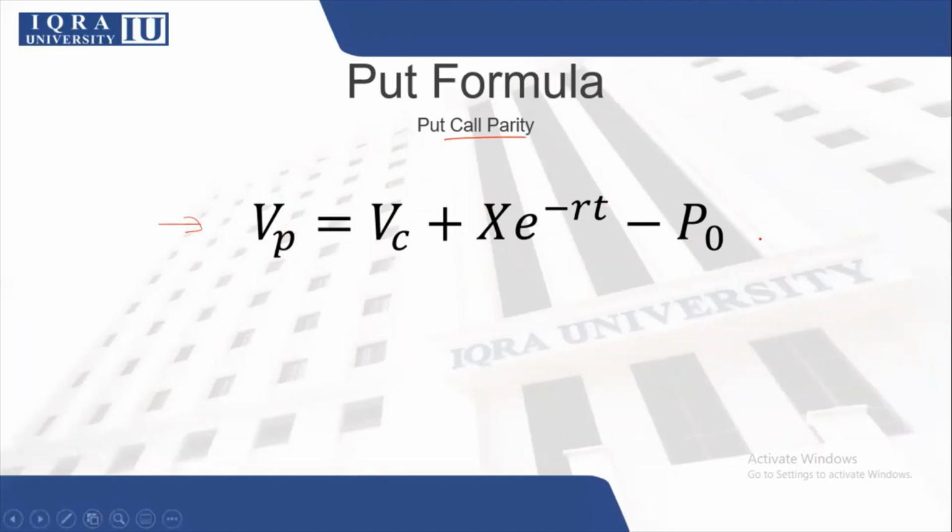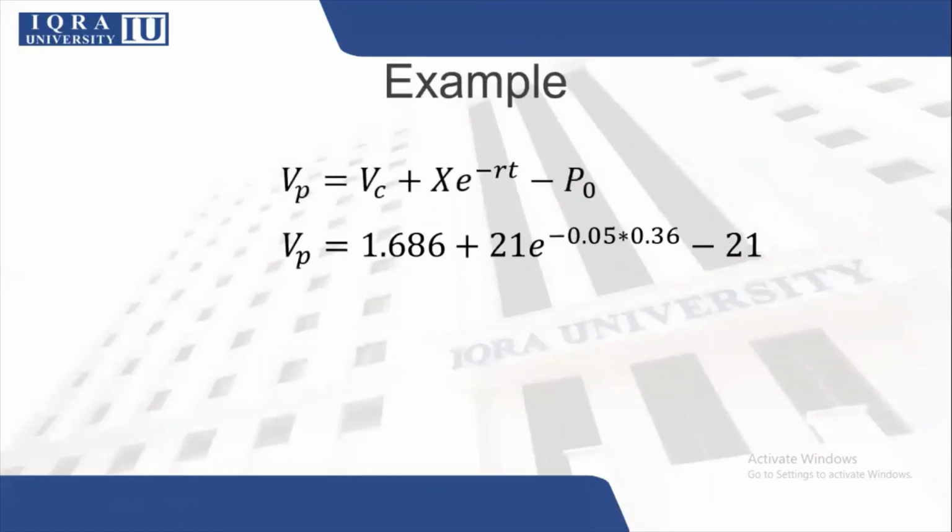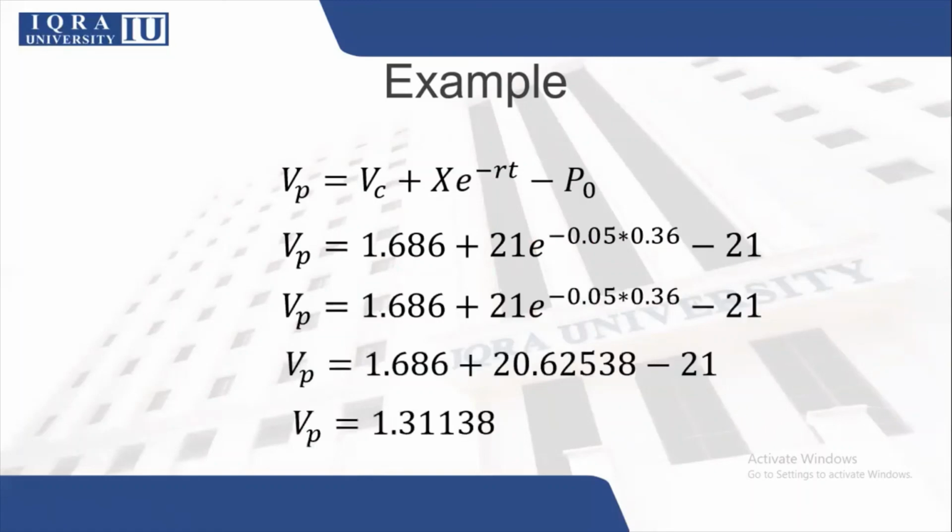So let's do that for the other scenario. Let's plug in the values. The value of the call option was 1.686. The exercise price was 21. The risk-free rate was this, time was this, and this was the spot price. So if you do the calculations, your answer will come to 1.31138. This is the value of the put option. This is the price, the premium of the put option.